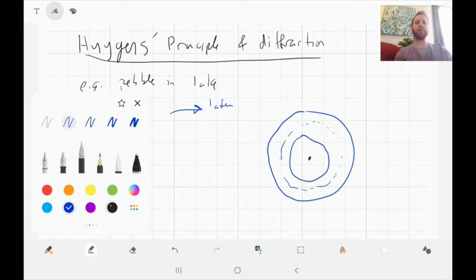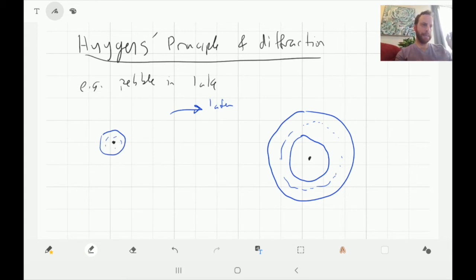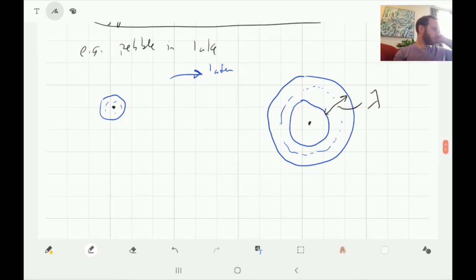In case this perhaps is lost on you, the spatial separation between two successive peaks or two successive troughs, this distance, is the wavelength. That's the definition of it. Okay, so what is going on here?